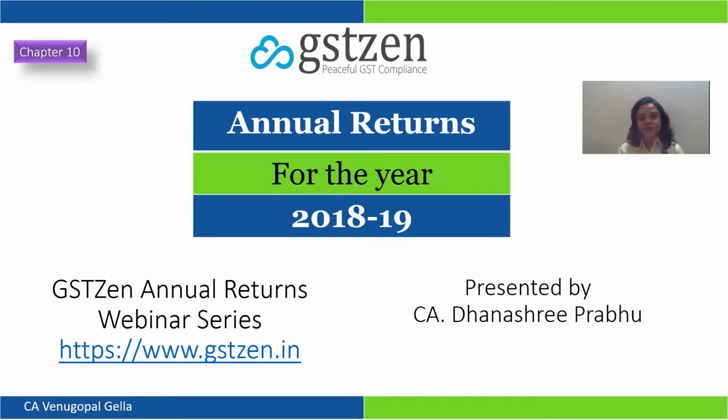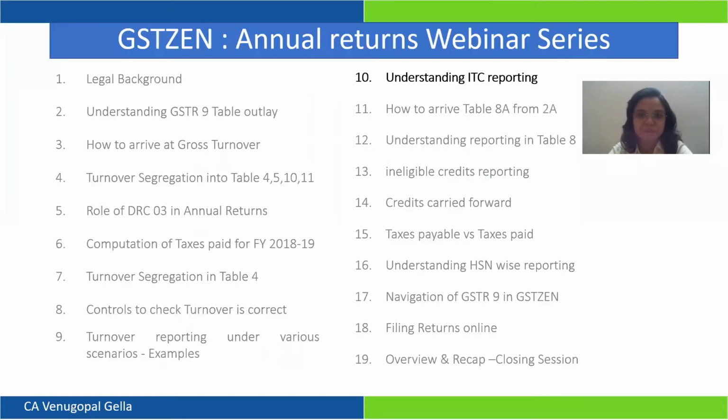I would be walking you through the input tax credit related provisions for the purpose of GSTR-9 of 1819. The aspects that I would be covering are understanding ITC reporting, how to arrive at Table 8 from GSTR-2A, understanding reporting in Table 8, ineligible credits reporting, whether it should be reported at all in GSTR-9, credits carried forward, and what is to be done about that.